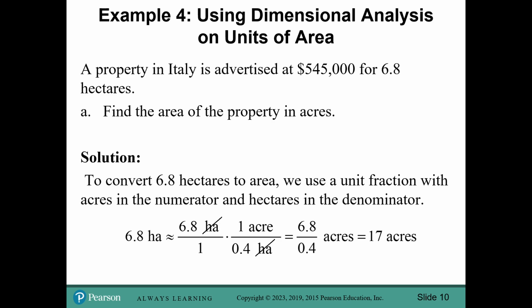So the solution to convert 6.8 hectares to area, we use a unit fraction with acres in the numerator, hectares in the denominator. Basically, we're going to find the area of this property in acres. We're going to start with the 6.8 HA. Now the key here is they gave you some information that you did not need. We didn't need to know how much the property cost, because all we're doing is converting the acreage here. So I'm going from 6.8 and I'm trying to get it to acres. So I'm going to start with the 6.8 HA, and then I want that unit conversion that we have.